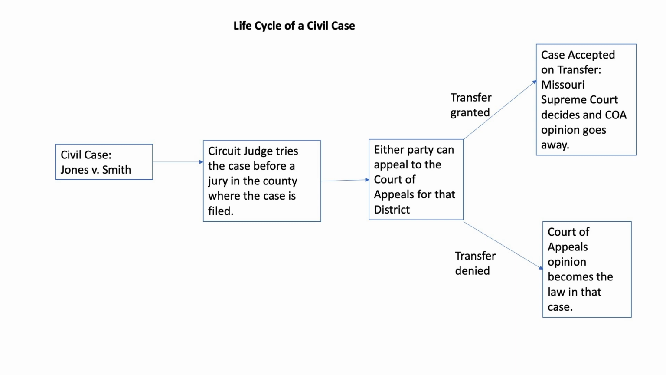The case is tried first in the circuit court by a circuit judge. Either party can appeal an adverse ruling to the Court of Appeals. And then if they don't like the Court of Appeals opinion, either side can ask for transfer. Now, if the transfer is granted, then the case goes to the Missouri Supreme Court and it's decided without regard to the Court of Appeals opinion. If it is denied, then the Court of Appeals opinion becomes the law of the case in that case and is the opinion that gets put into the books for people to rely on later.